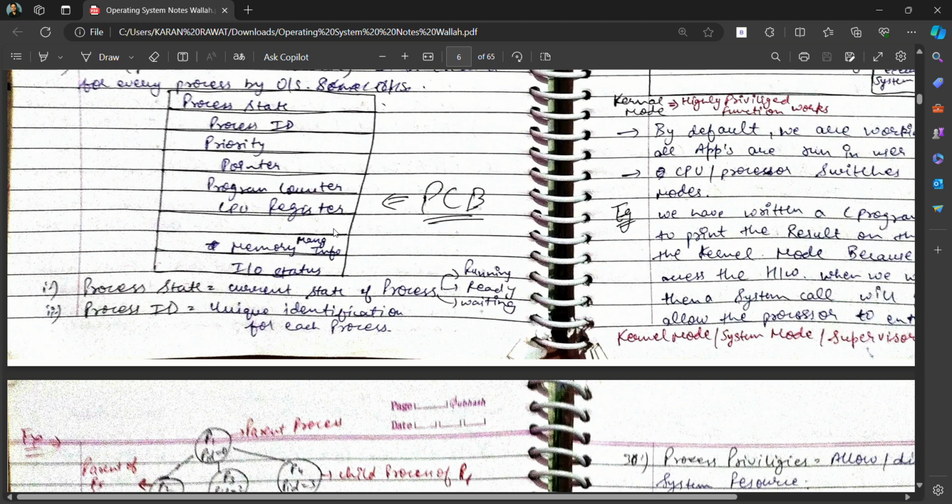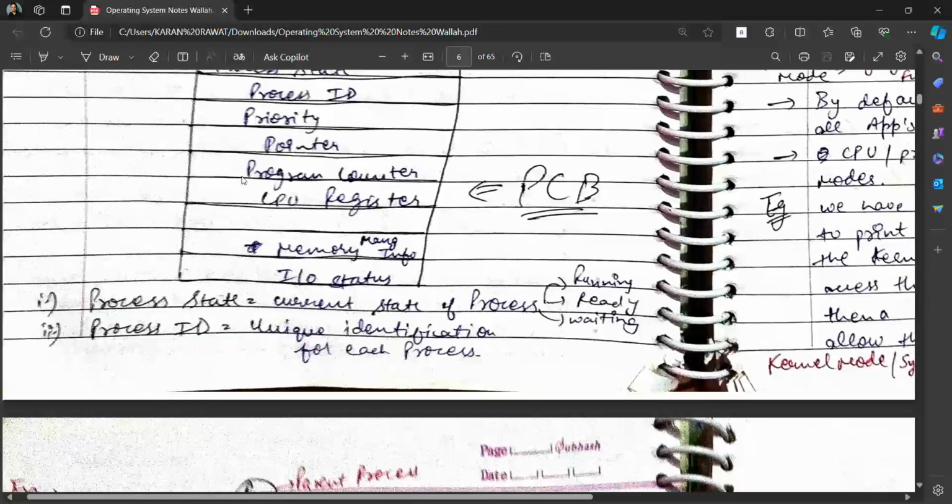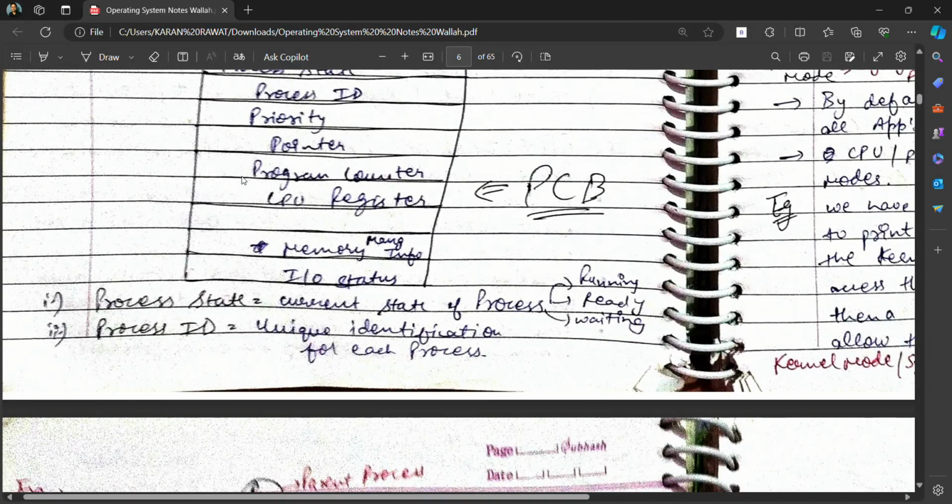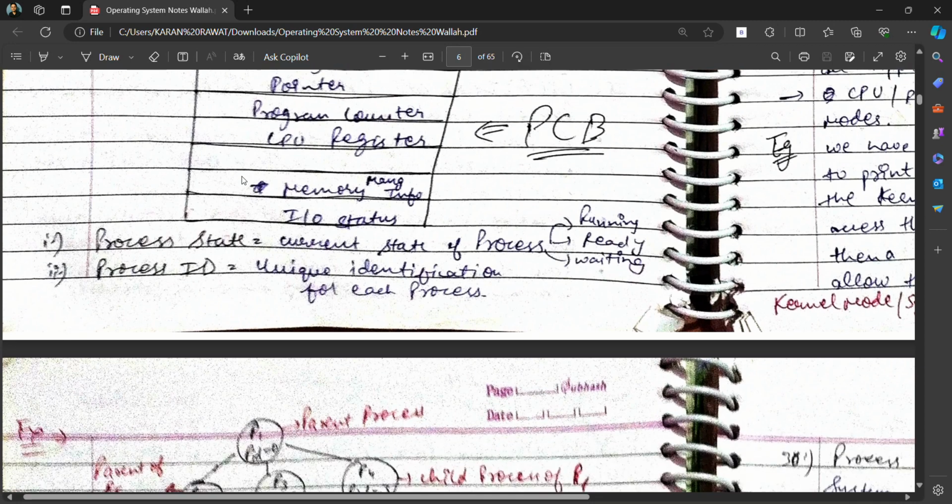Current state. About states we have discussed in our previous videos. There are a number of states, like running state, ready state, waiting state. These are the examples. So first PCB stores the process state. Like P1 is a process, its PCB stores its process state. So that is about process state. Second is process ID. As the name suggests, ID means identity, a unique identification for each process. So process ID is also stored in PCB.